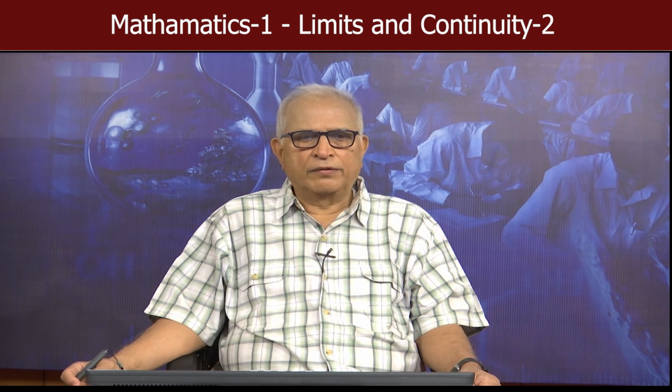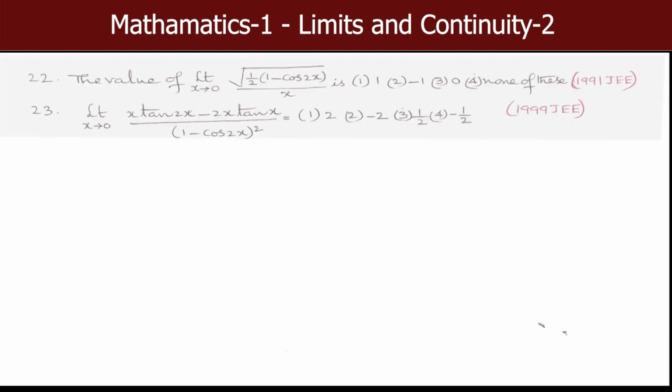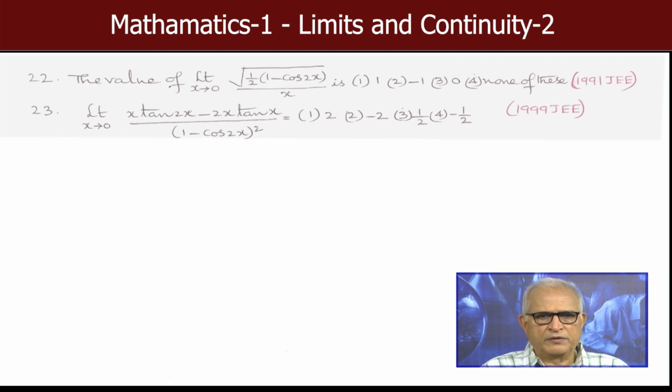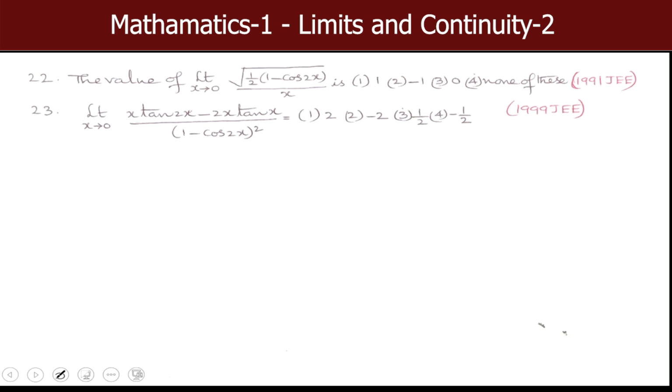So, we are in continuation of the previous episode. Let us start the 22nd question. The value of limit x tends to 0, square root of 1/2 of 1 minus cos 2x whole by x is. This is a JEE question, that means meant for IIT admissions. So, simple question. This is the 22nd question.